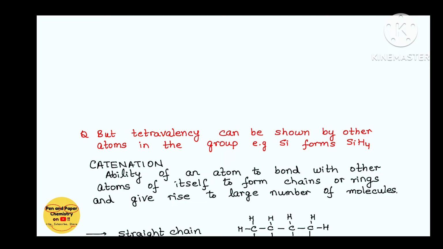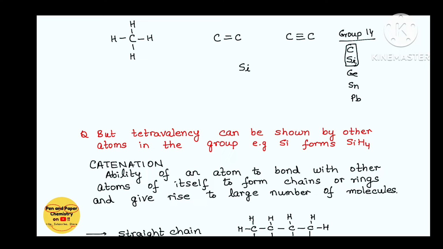In video 1, we learnt that carbon is able to form 4 bonds with other atoms, and those can either be single bonds as depicted, or they can be double bonds, or they can be triple bonds as well. But if you see group 14 in the periodic table, yes, you can refer to it: carbon, silicon, germanium, tin, lead. So even silicon is able to show tetravalency. Silicon is able to form 4 bonds.